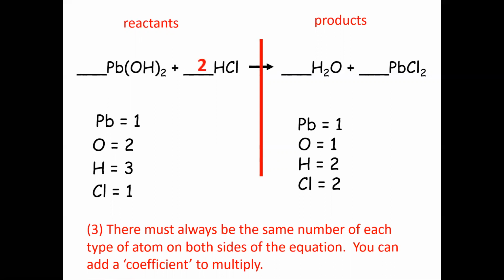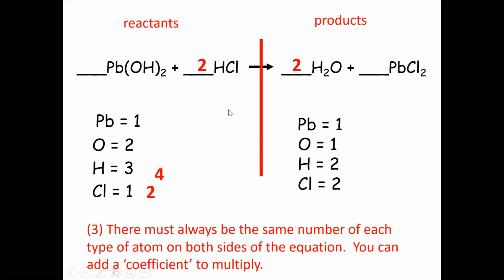So if we put a 2 in front of HCl there, okay, we can see now that we have 2 chlorines, okay, but we now have 4 hydrogens. And the reason why we have 4 hydrogens is because 2 times 1 is 2, but you've also got 2 times 1 here as well because of that 2 outside the brackets. So 2 plus 2 is 4.